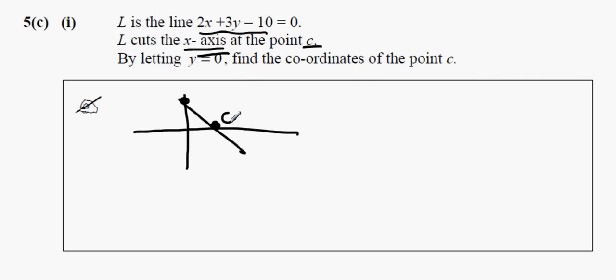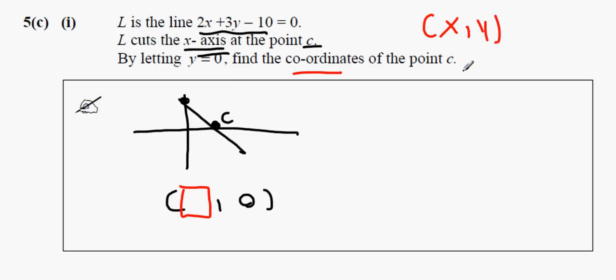Okay, and what we know about the x-axis is that the y values are always 0. So we know that y equals 0. Now we just have to find out what is the x value, what goes in this box to give us the coordinates. Remember, coordinates are an x and a y value. We know the y value is 0, but what is the x value?